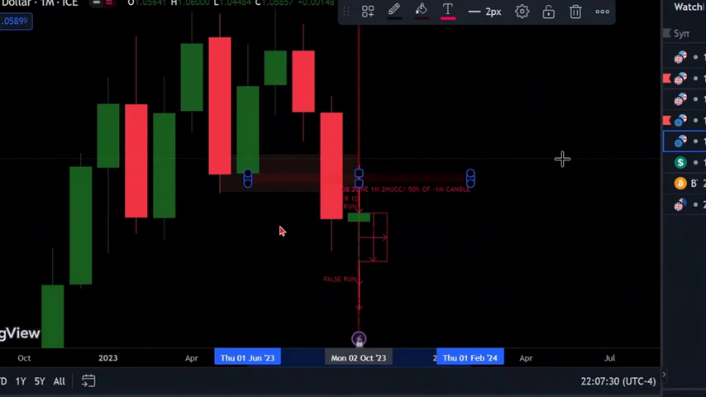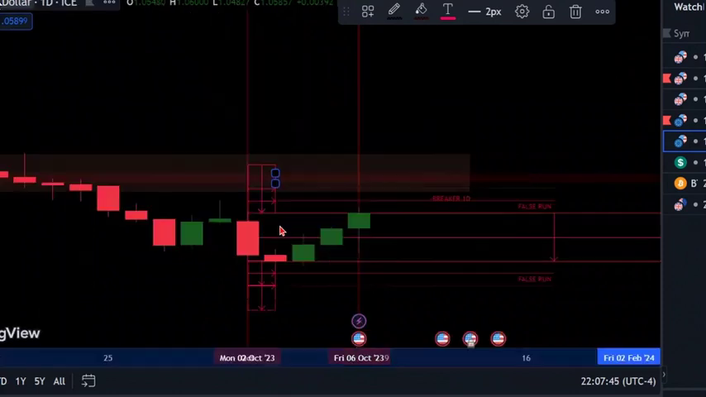But that's crazy how it lines up perfectly. So let's go back down to the daily and let's see what the structure is telling us.